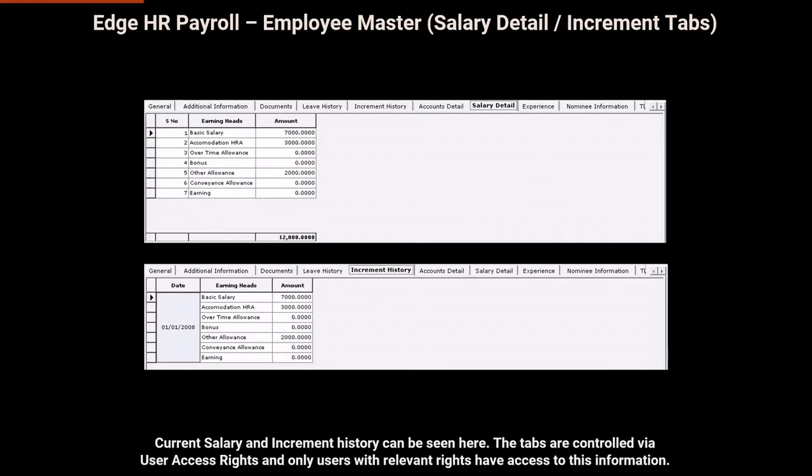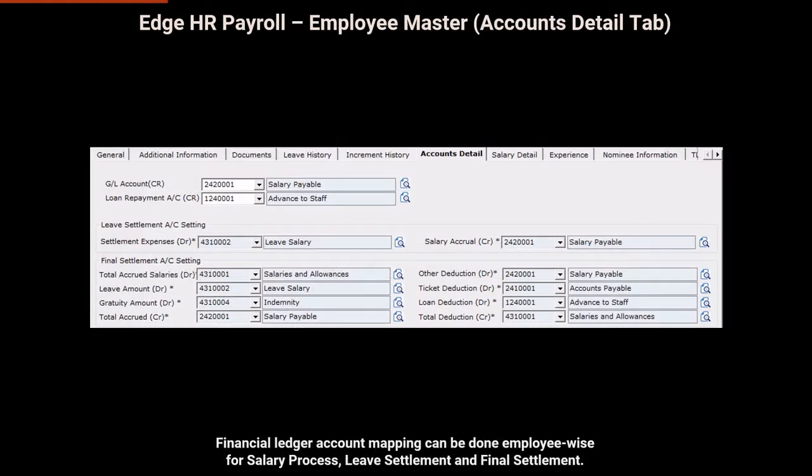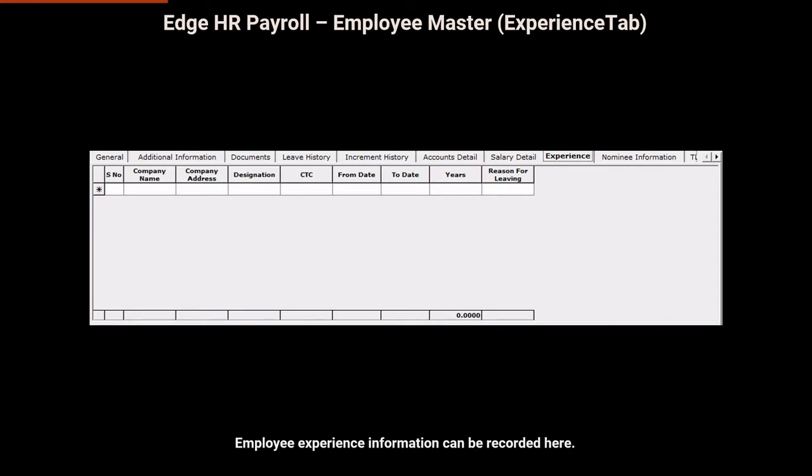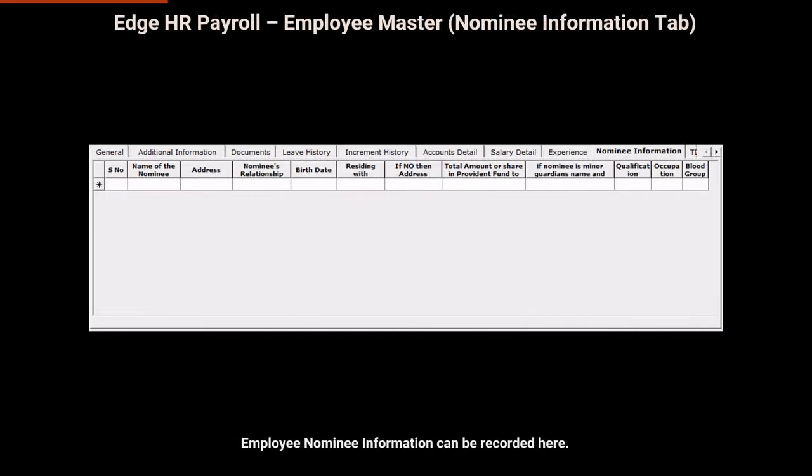Current salary and increment history can be seen here. The tabs are controlled via user access rights, and only users with relevant rights have access to this information. Financial ledger account mapping can be done employee-wise for salary process, leave settlement and final settlement. Employee experience information can be recorded here. Employee nominee information can be recorded here.